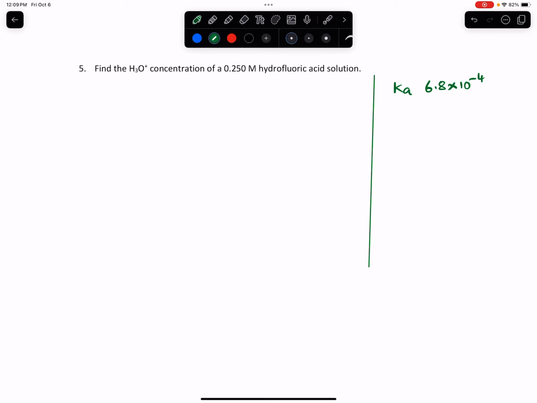All right, the next thing I'm going to do is create an ICE table for the ionization of hydrofluoric acid. So we write HF aqueous ionizes to form H plus aqueous plus A minus aqueous. So we're going to write initial I, change C, and equilibrium E. So initially we have, first of all, this problem I just want to mention out here.